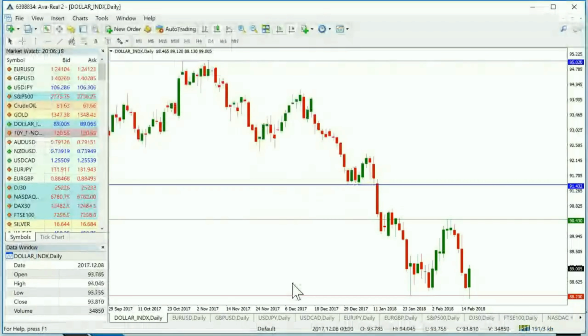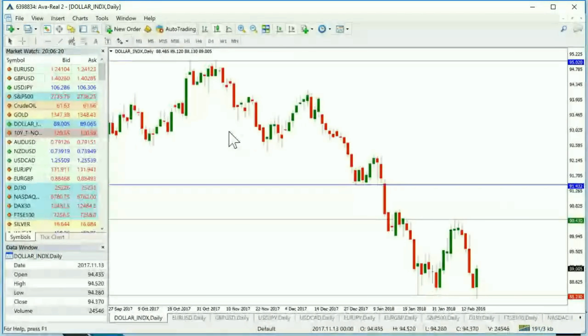So just bear with me. Let me bring this up. So let's start with the dollar index, as we always do.